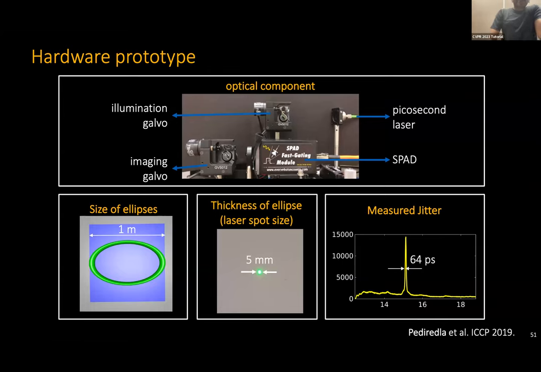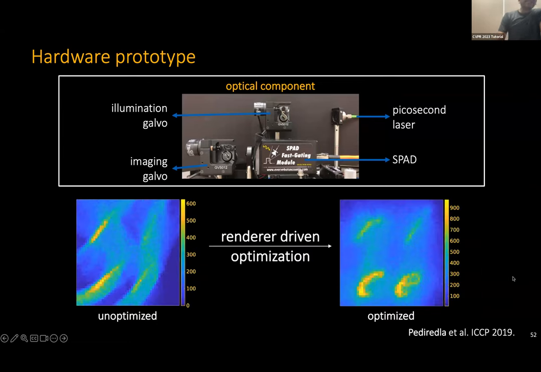Like I was saying, with these trade-offs in mind, we built a hardware prototype using SPAD detectors and a picosecond laser. To illuminate and image ellipses on the wall, we use a high-speed galvo and time multiplexing to generate these ellipses. Based on the conditions in the lab and imaging requirements, we selected optimal parameters using the renderer. To show you the impact of the renderer, these are the results we got using a previous design without the renderer, and on the right are the results from the optimized design. The results are significantly better.